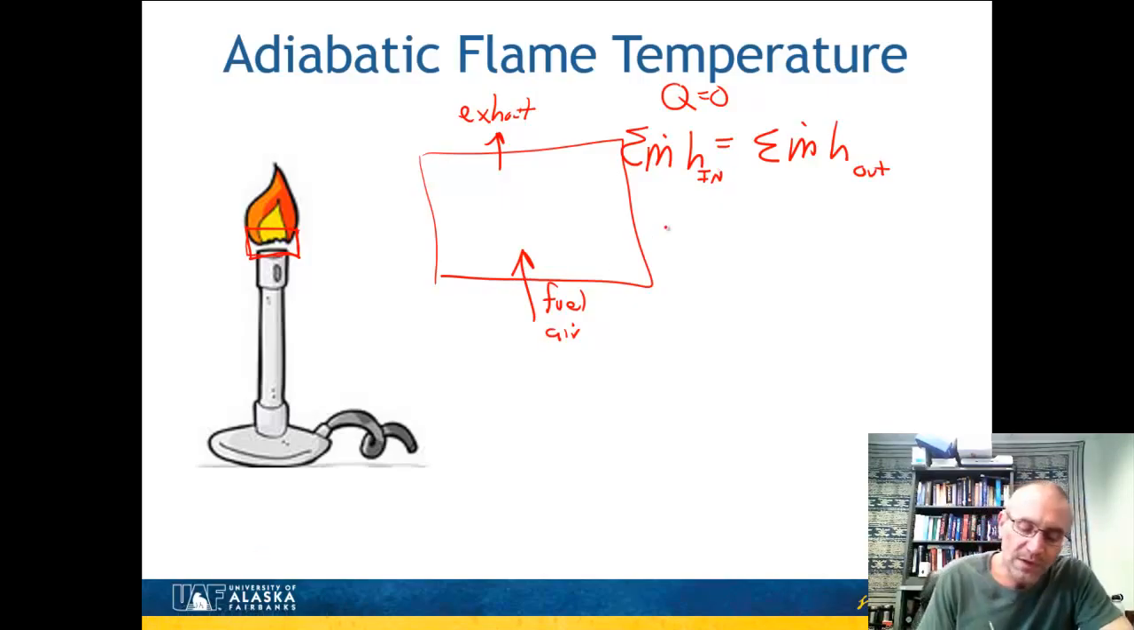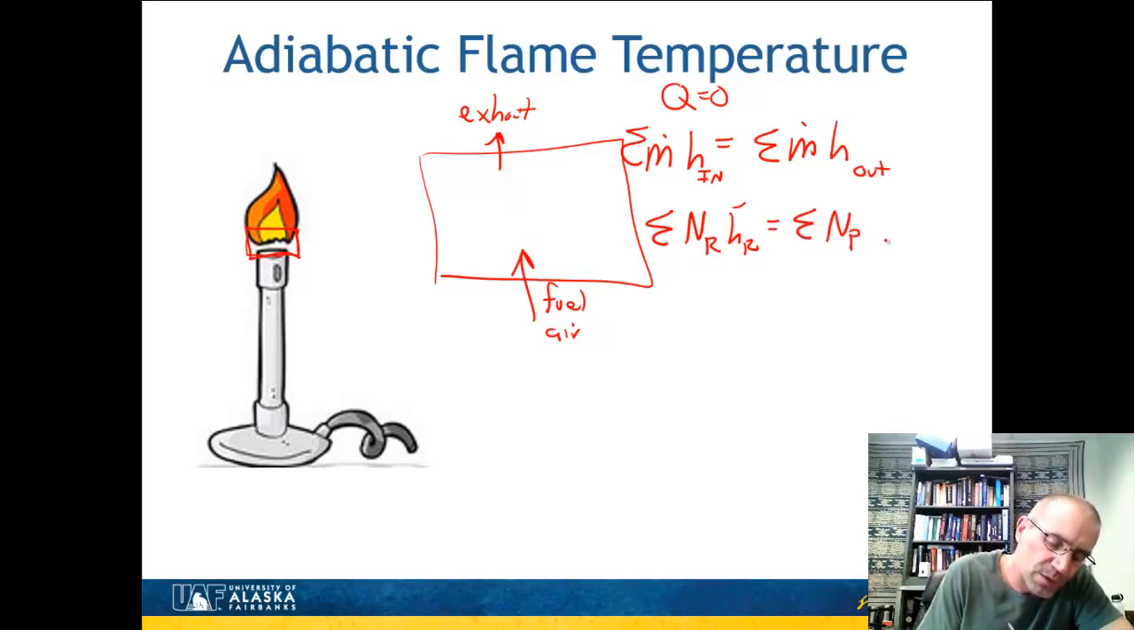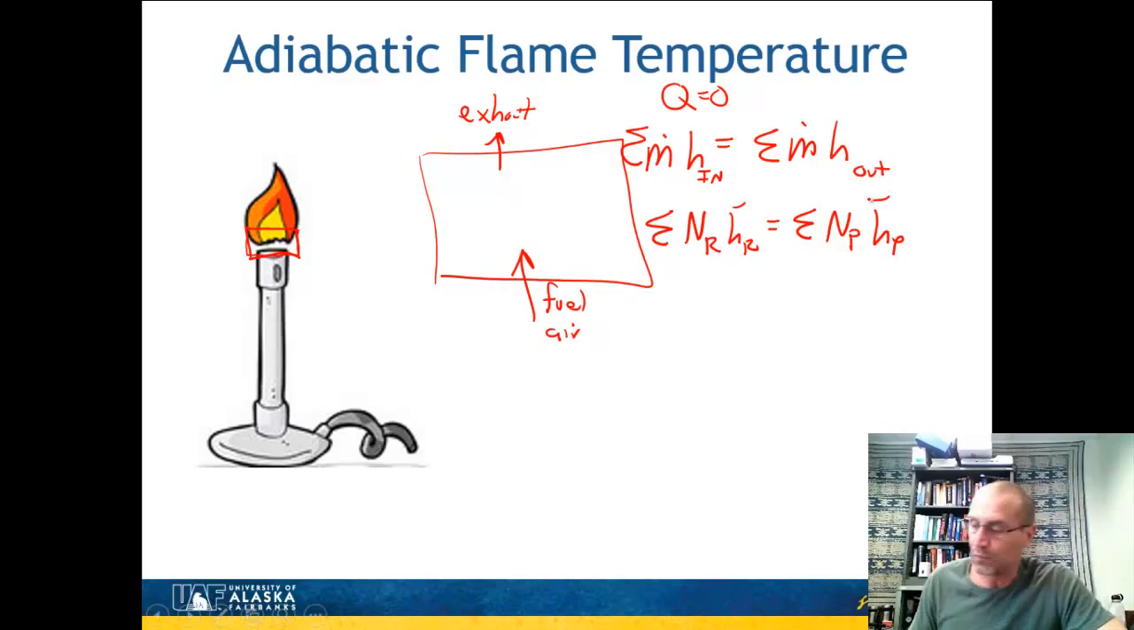And so essentially what goes in is the fuel. So what I end up having is the summation of the number of moles of reactants times the enthalpy of reactants is equal to the number of moles of the product times the enthalpy of the products. And so all these products here are going to be at some high temperature T2, which is the adiabatic flame temperature. It's the highest temperature that I can have.